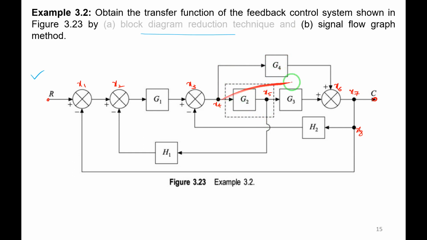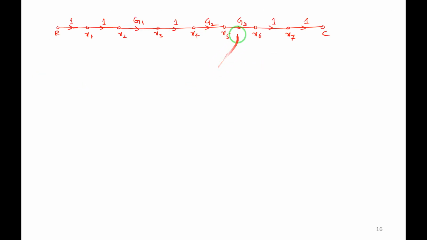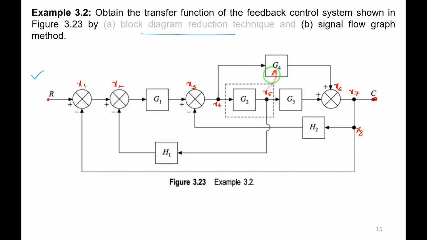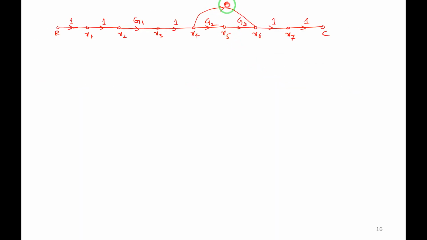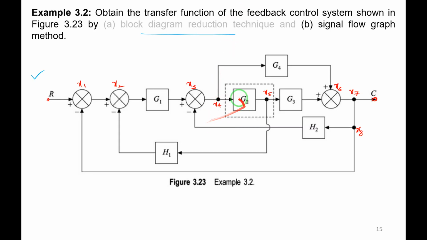From X4 to X6, gain is G4, sign is plus. X4 to X6, I will draw the line like this. What is the gain? Plus G4. Indicate that gain here, plus G4. Next, this is taken care of.